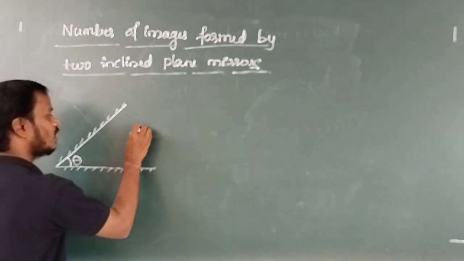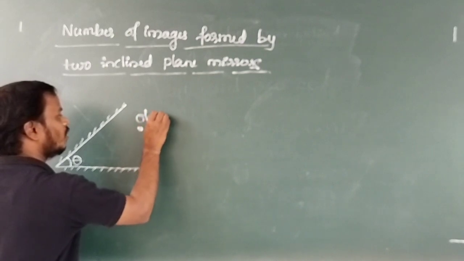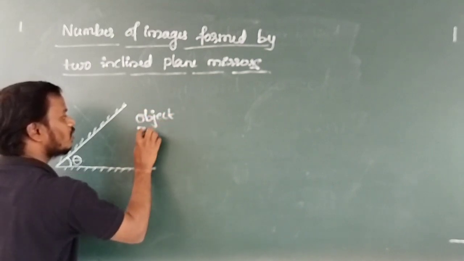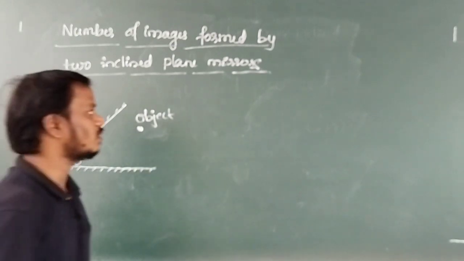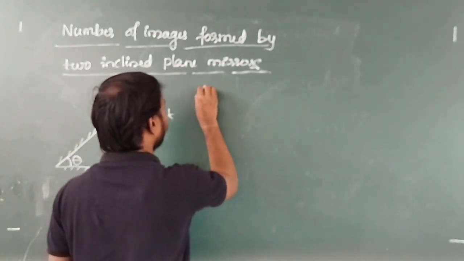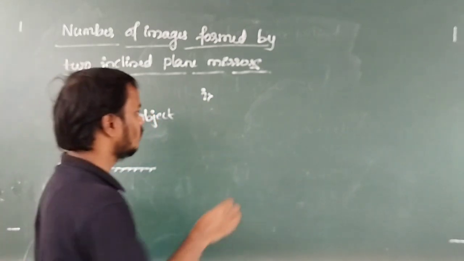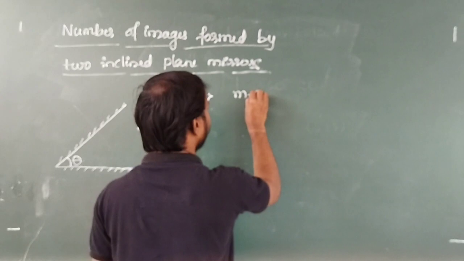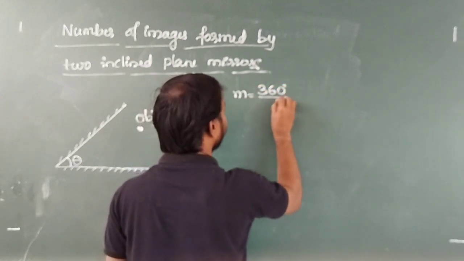Suppose there is an object. This is an object. Then we have to find the number of images of this object formed by two inclined plane mirrors. There are some cases. First case. First we have to take 360 degree by theta, that is named as M. M is equal to 360 degree divided by theta.